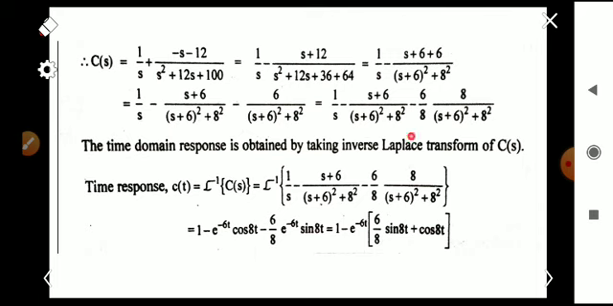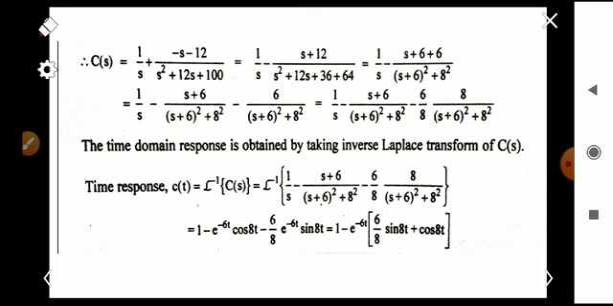So by converting the entire equation into this form, we take the Laplace inverse. Here the Laplace inverse of 1 by s is 1, and the Laplace inverse of s plus 6 by s plus 6 all square plus 8 square we can take as e raised to minus 6t cos 8t.